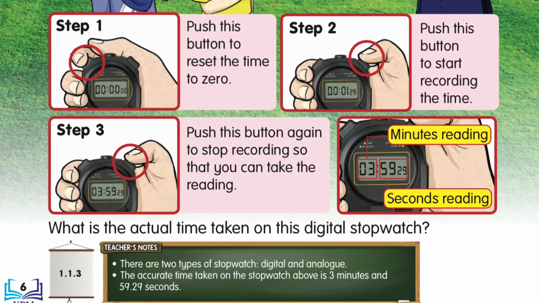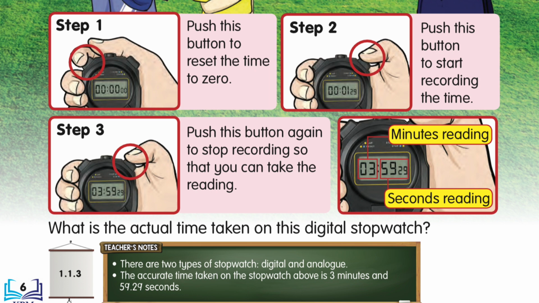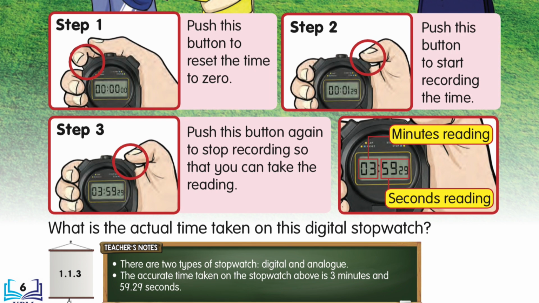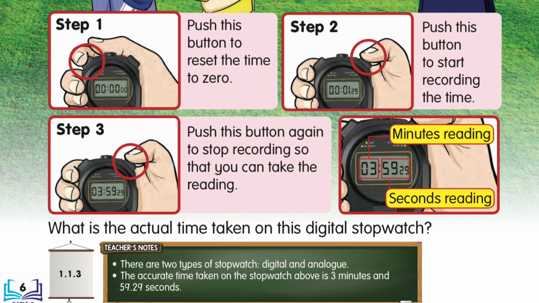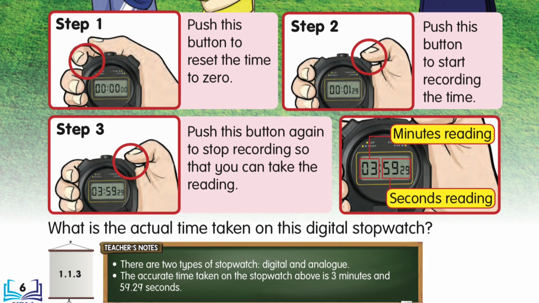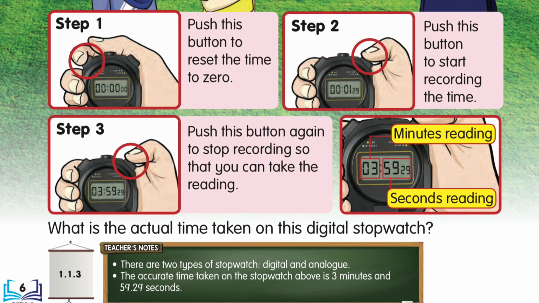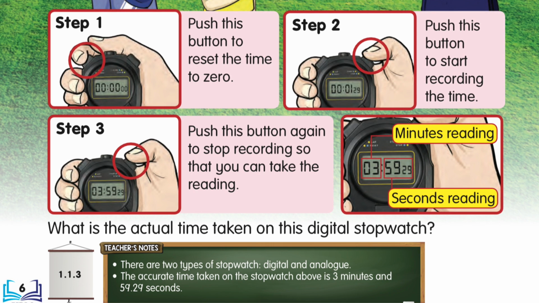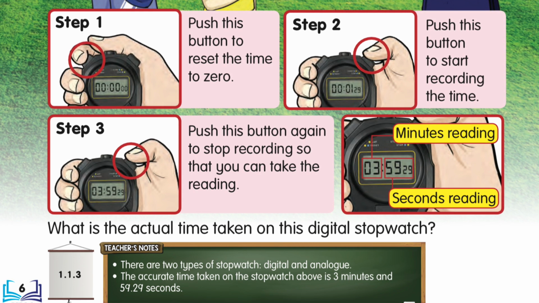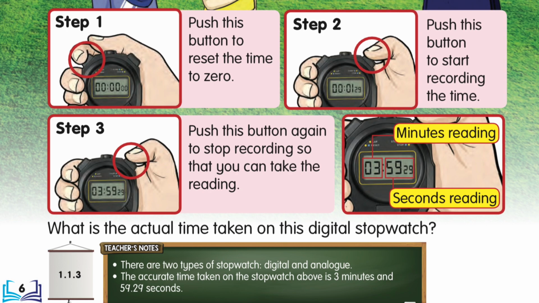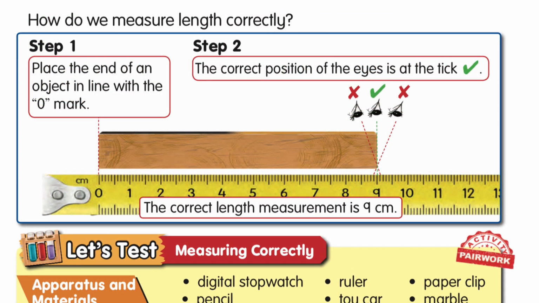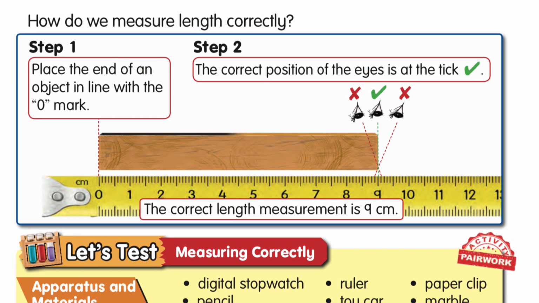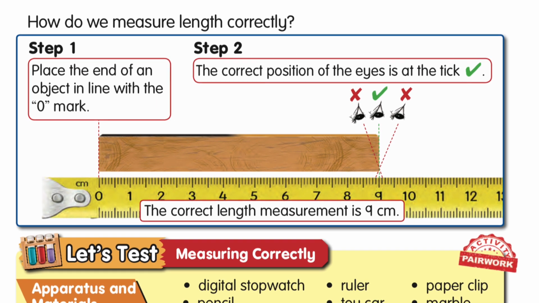You can see here the accurate time taken on the stopwatch above is 3 minutes and 59.29 seconds. This is how we measure and use numbers. Just now, you have learned how to measure time.